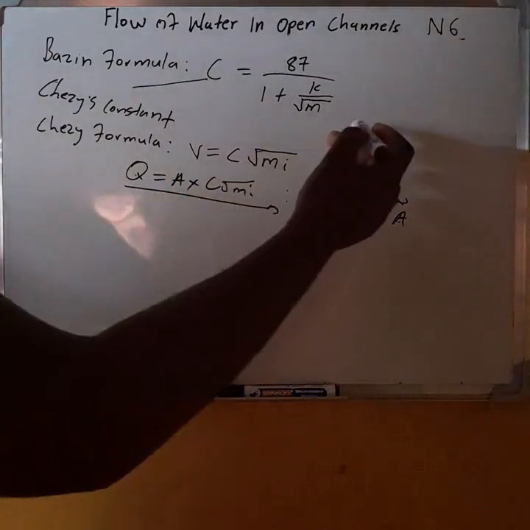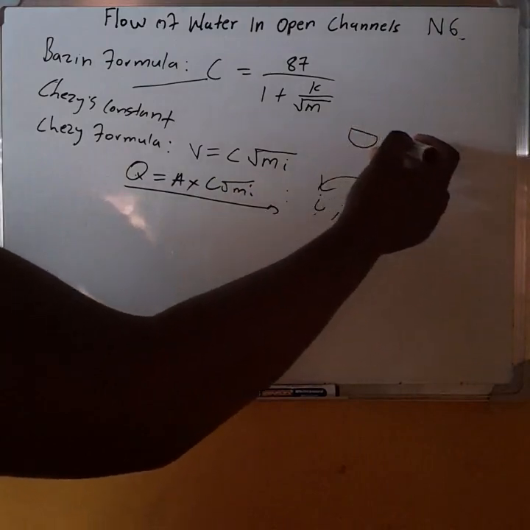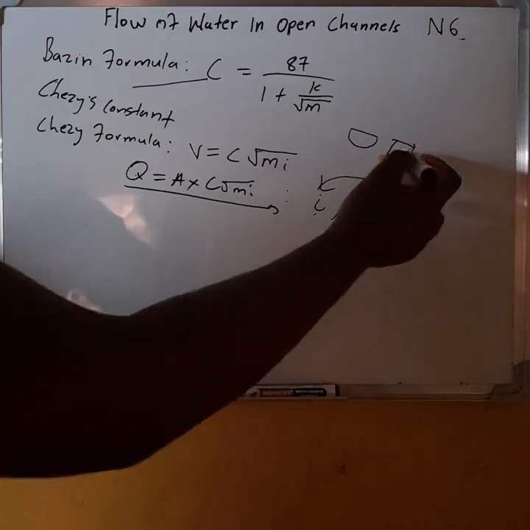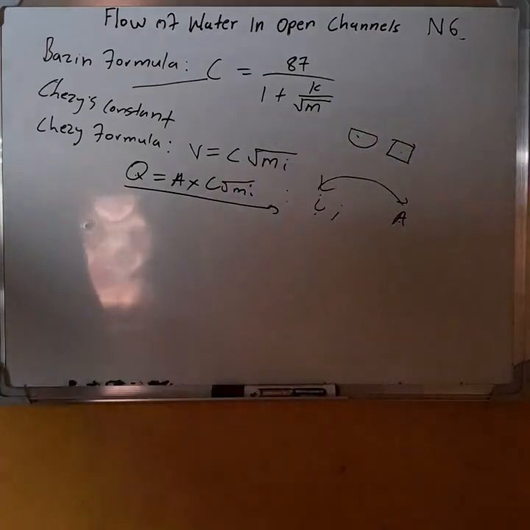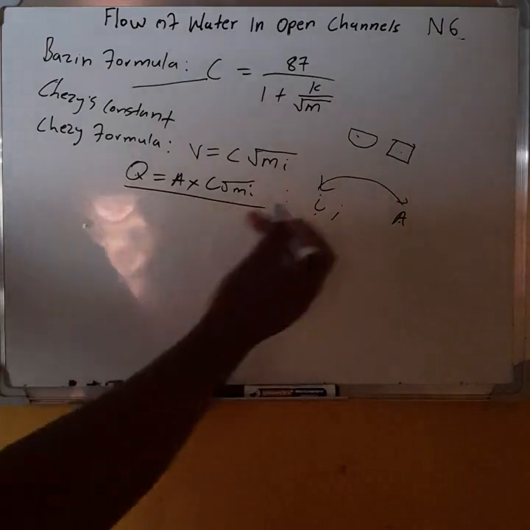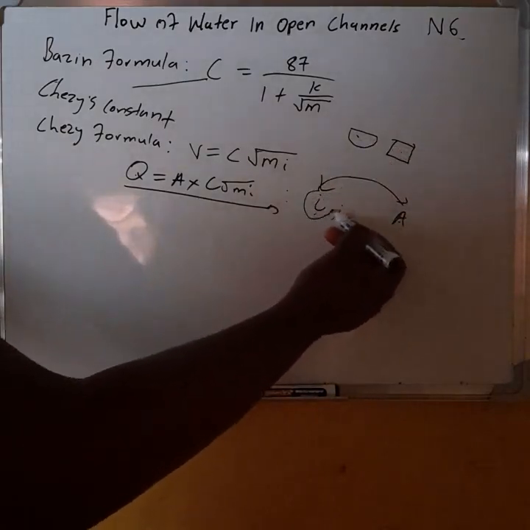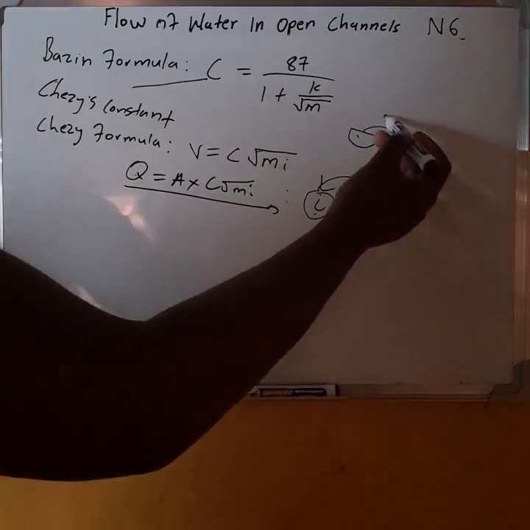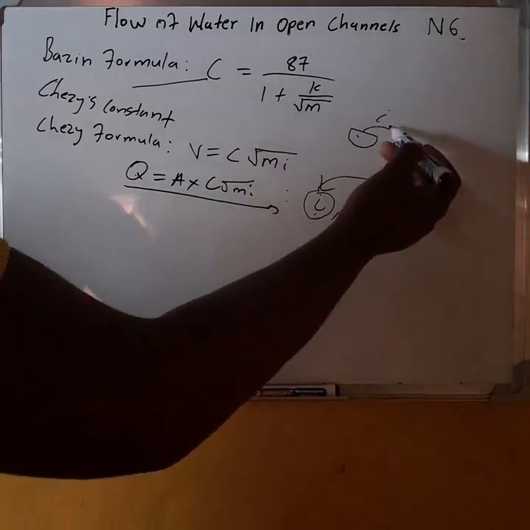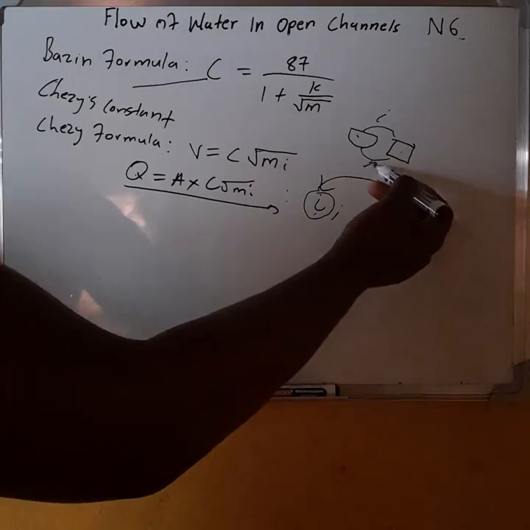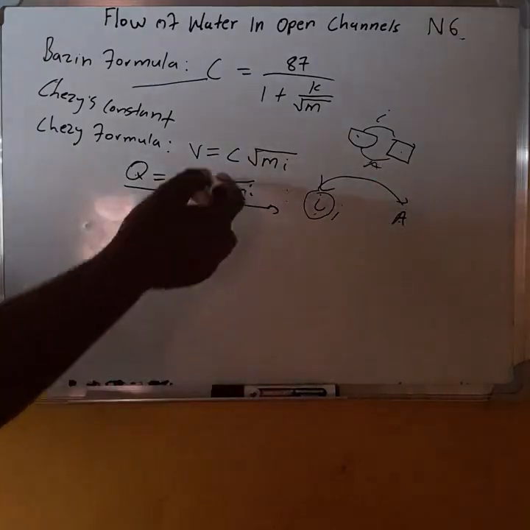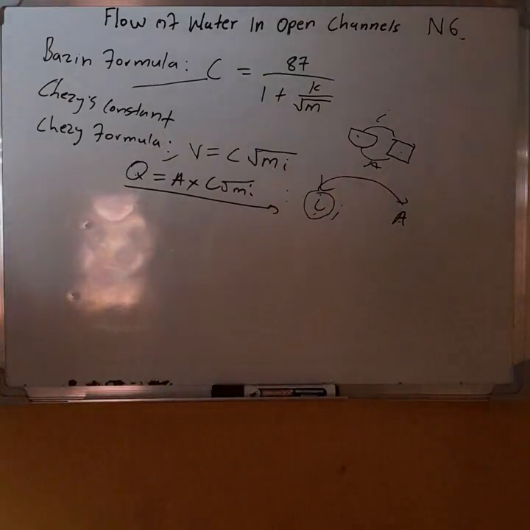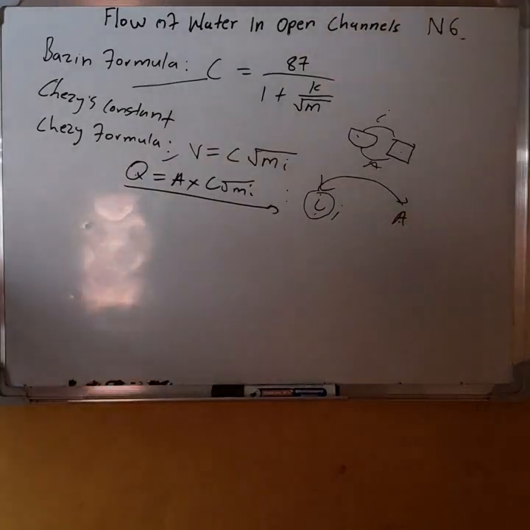If maybe you're given two objects, say a square section and a semicircle, and they have the same I gradient and also the same cross section, you can apply this formula. It's applicable. Then you will calculate the quantity of flow. I hope you understand that.